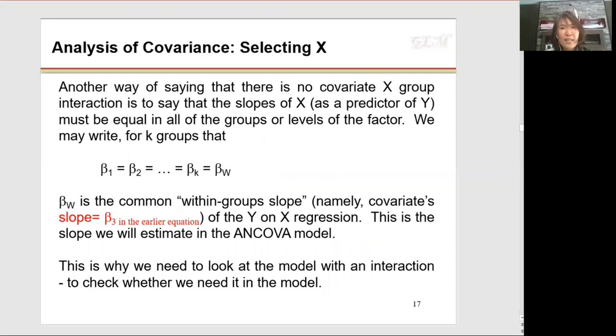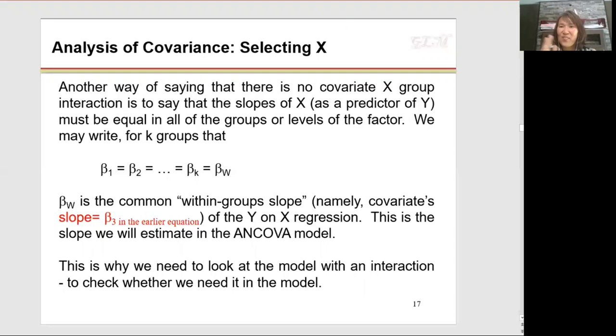Another way of saying that there is no covariate-by-group interaction, where X means multiplication here, is to say that the slopes of X as a predictor of y must be equal in all of the groups or levels of the factor. We may write for k groups that beta 1 equals beta 2 equals beta k equals beta within. Beta within is a common within group slope.